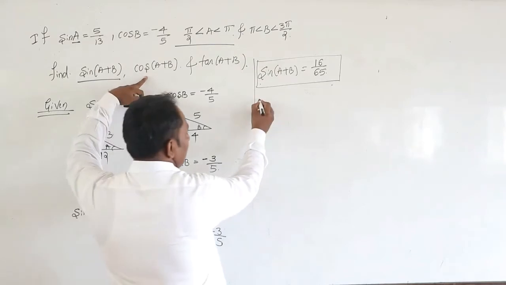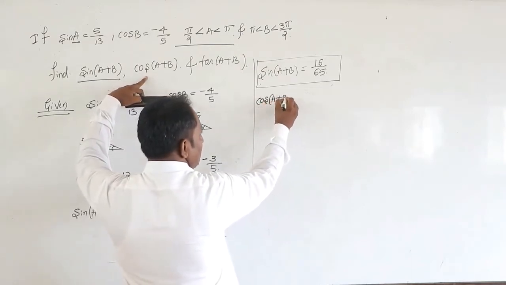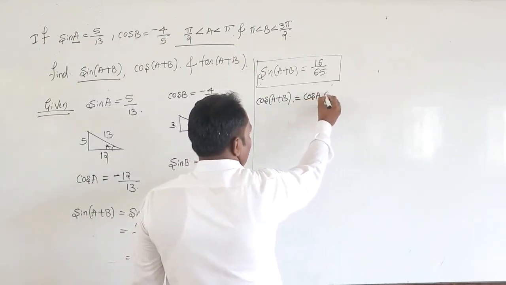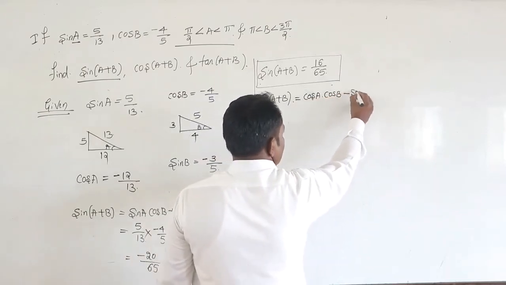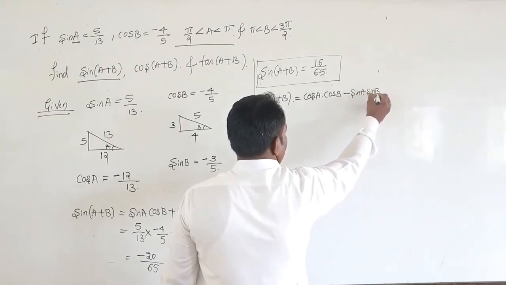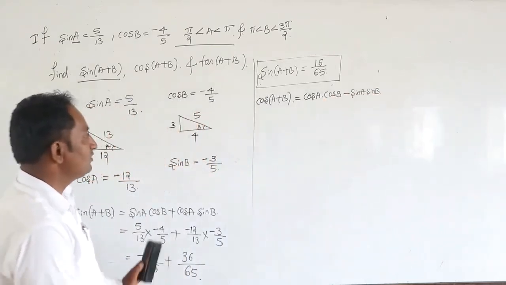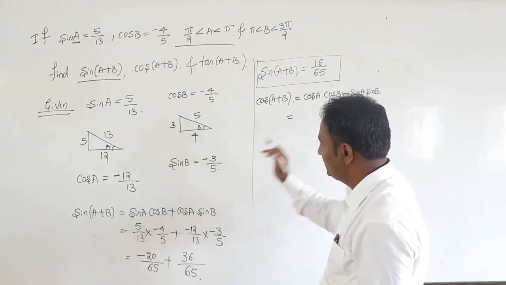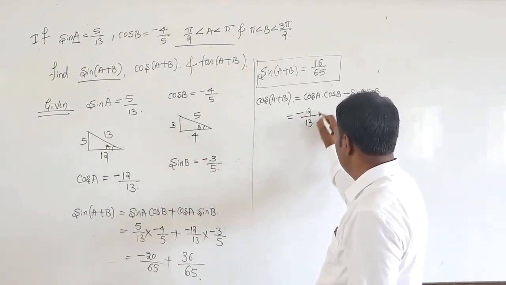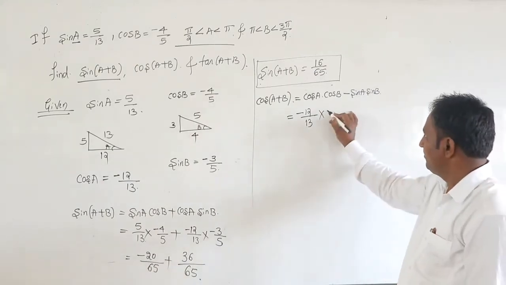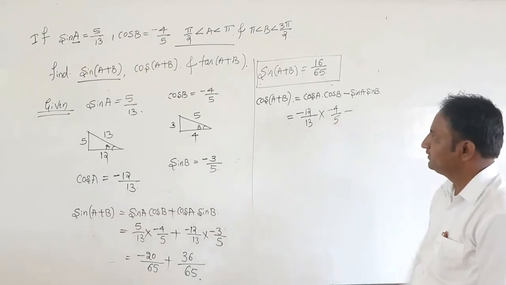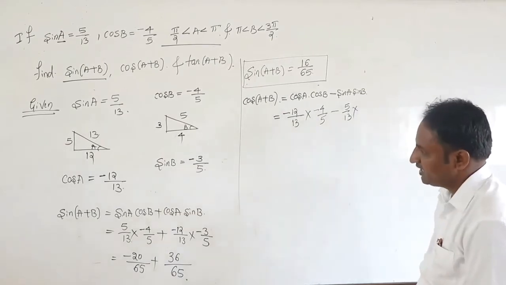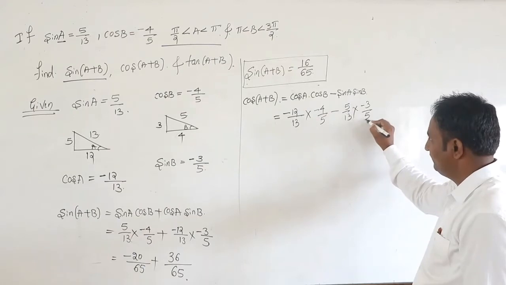Again, we solve the problem cos of A plus B. We know the formula: cos of A plus B is cos A cos B minus sin A sin B. Then substitute the values. Here cos A value is minus 12 divided by 13 into cos B value minus 4 divided by 5, minus sin A value 5 divided by 13 into sin B value minus 3 divided by 5.